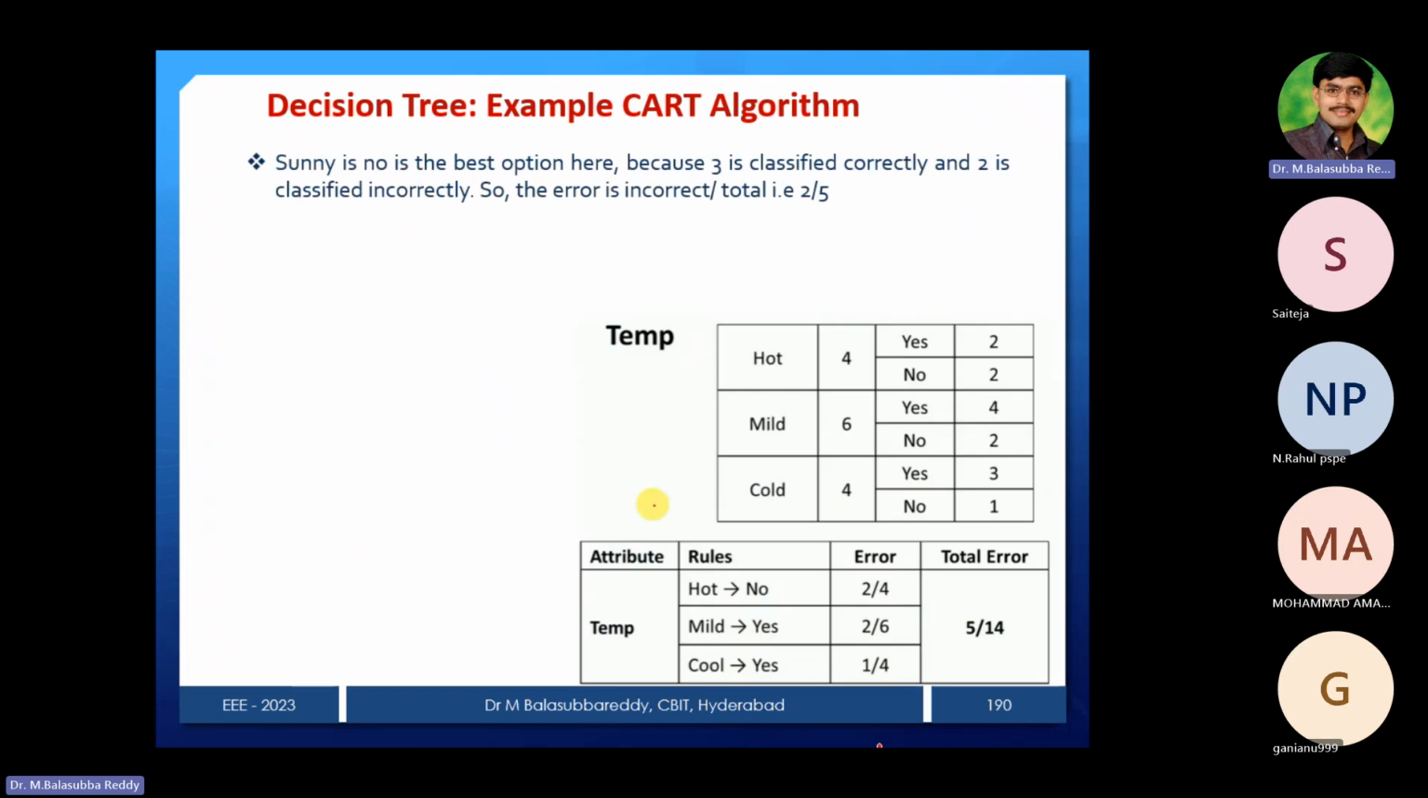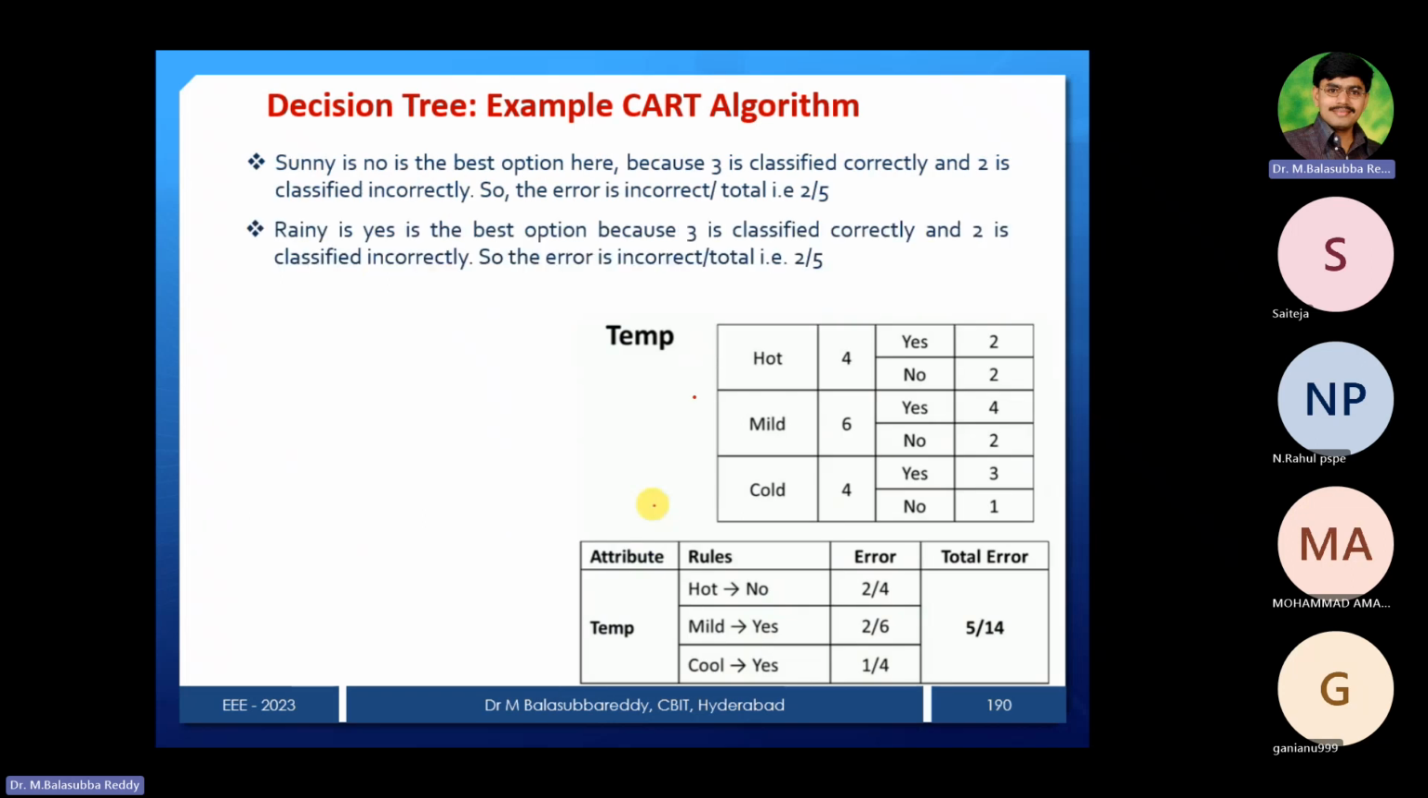Next, temperature we take. Similarly, as per our data, in the temperature column we have 3 classifications: hot, mild, and cold. Hot is 4 instances, mild is 6 instances, and cold is 4 instances. In that, again, we can classify how many yes are classified correctly and how many incorrectly. So there are 2 classified correctly. The yeses are 2, the no's are 2, like that.